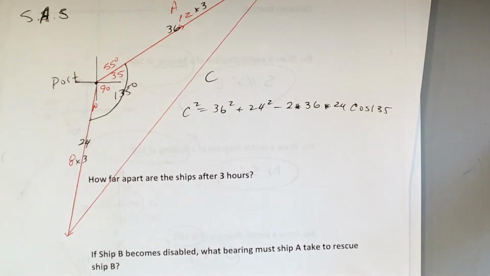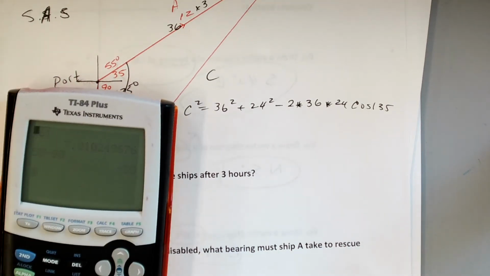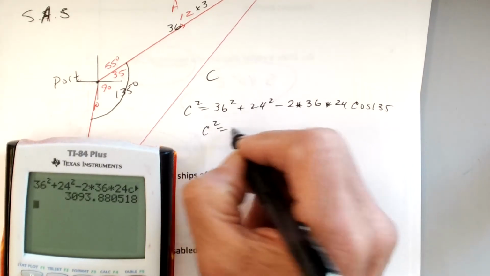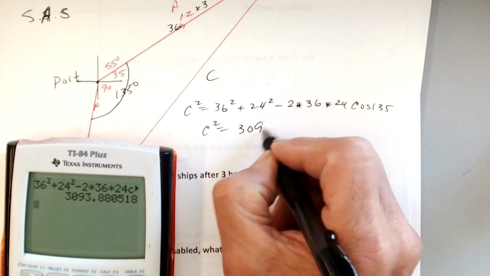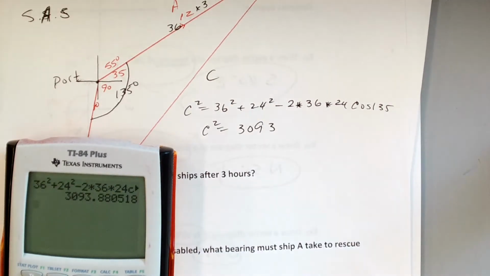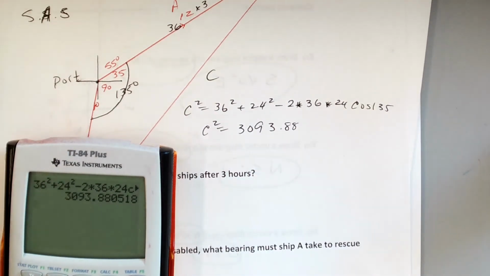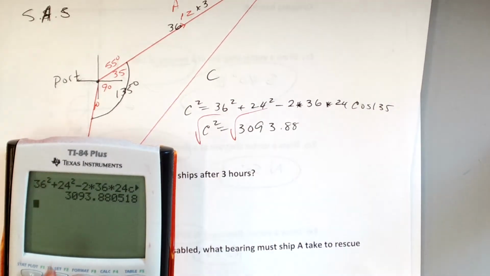And then I'm just going to use my calculator. I'm going to go 36 squared plus 24 squared minus 2 times 36 times 24 times the cosine of 135 degrees. And then, of course, I'm going to take the square root of that because it's c squared. Just get the square root of that answer. So I get about 55.6.